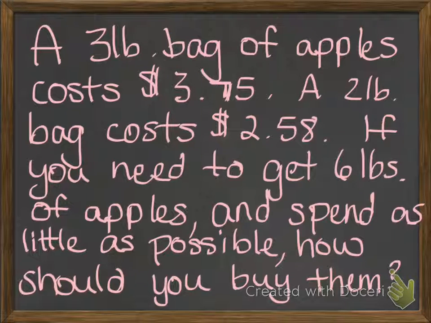Here's another one. See how you do on this one. A 3-pound, LB stands for pound, a 3-pound bag of apples costs $3.75. A 2-pound bag costs $2.58. If you need to get 6 pounds of apples and spend as little as possible, how should you buy them? So it's asking you how many bags of each should you get if you're supposed to get 6 pounds of apples? Go ahead and give it a try. See what combination would work best, and then we'll go over the answer together in just a minute.